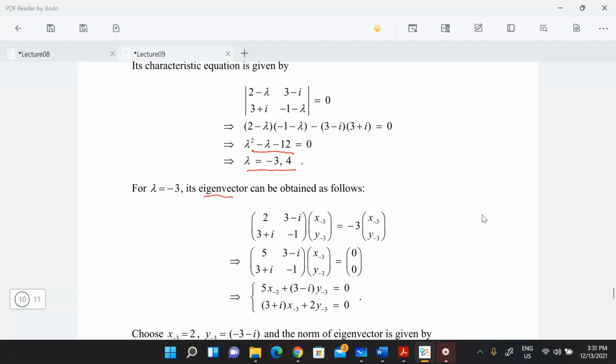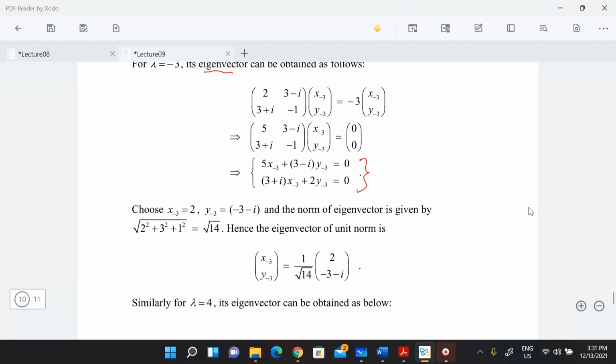So we have to solve for the eigenvectors. We write the eigenvectors as labeled by the eigenvalues themselves, x minus 3, y minus 3, and then you can find the two equations over here. One can use one of them as the independent variable, and the other is the dependent variable. But the best way is just to look at the conditions of the equations themselves. So here one can choose x minus 3 equals 2, and then y minus 3 equals minus 3 minus i, which comes from that. Then normalize it. So you need the norm over here. Remember, the norm now also involves the imaginary component.